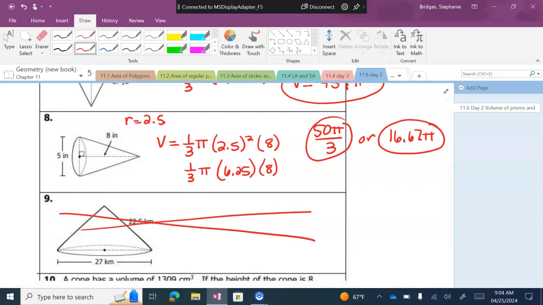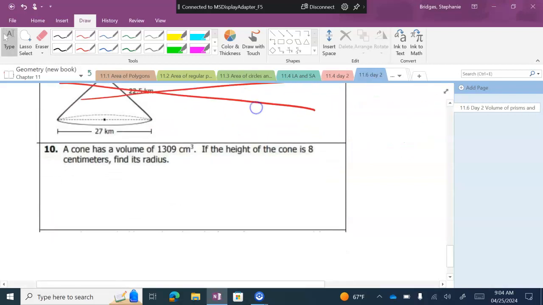Is everybody okay with that one? Yeah. All right. Again, 9 is requiring more work than I'm going to require from you, so we're going to skip that one. Last one we're going to do is 10.